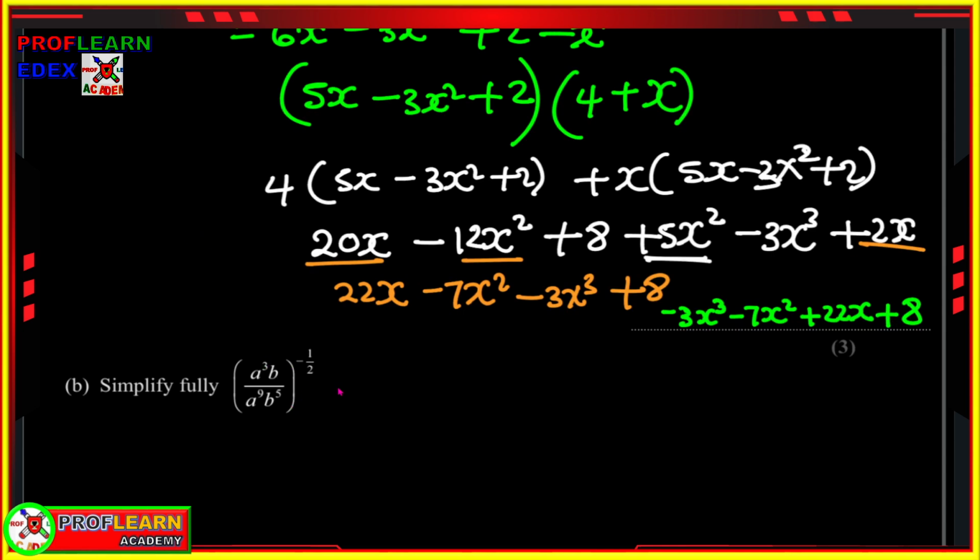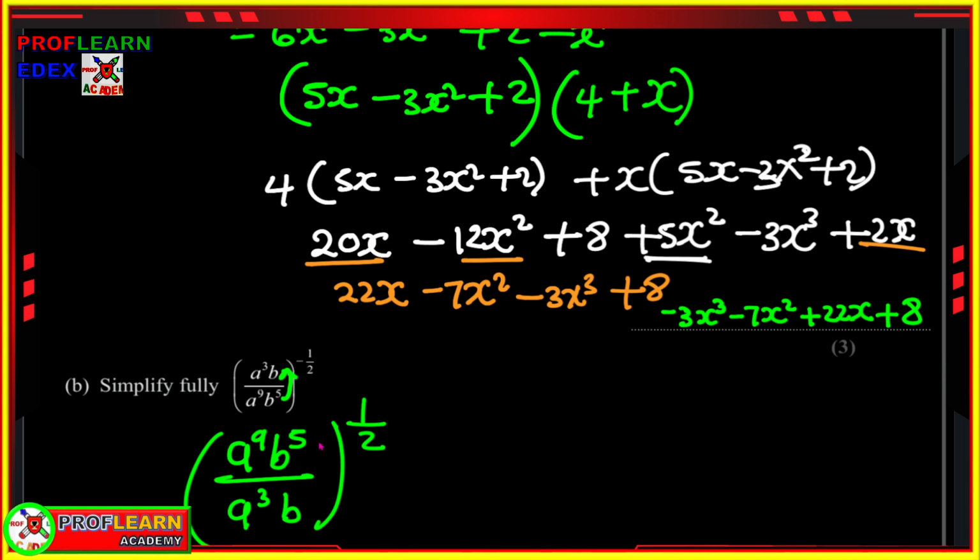Whenever you are working out a question like this which has a negative number, it means you find the reciprocal of whatever that is inside the bracket. So we shall have a raised to power 9, b raised to power 5 over a raised to power 3, b raised to power 1, all raised to the power of a half. Now it becomes positive because we have found the reciprocal of what's inside the brackets.